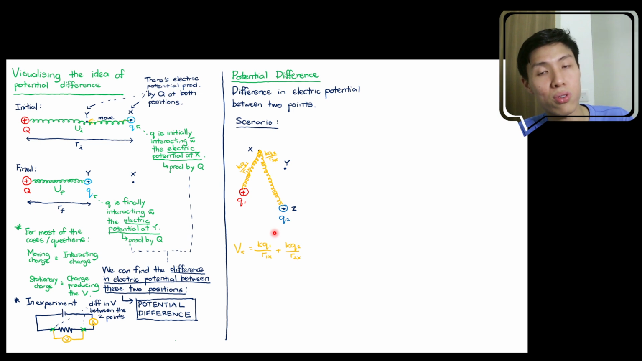I don't need to do all those things. This is a scalar quantity, I can just add them up. Okay, but remember Q, there's no modulus, so put in the sign of the charge as well. Now let's say I want to find the electric potential at position Y.